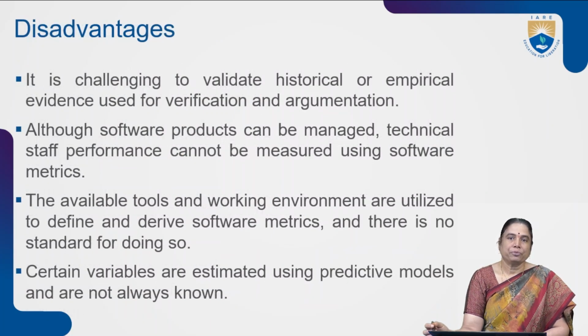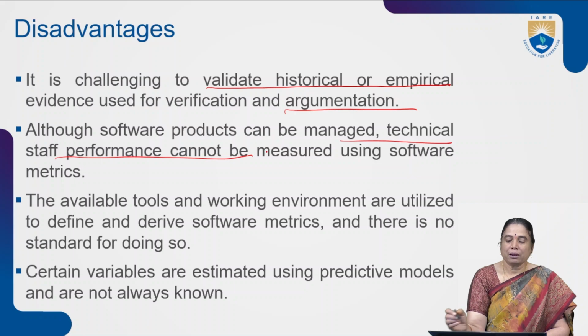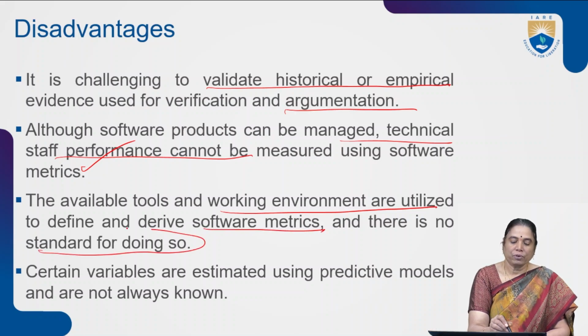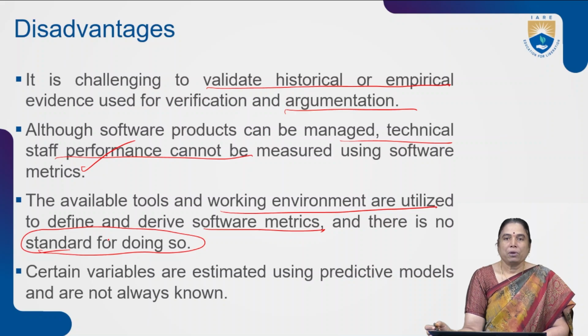The disadvantages of software metrics are: it is challenging to validate the historical and empirical evidence used for verification and argumentation. Although software products can be managed, technical staff performance cannot be measured using software metrics. The available tools and working environments are utilized to define and derive software metrics, and there is no standard for doing so. Certain values are estimated using predictive models and are not always known.